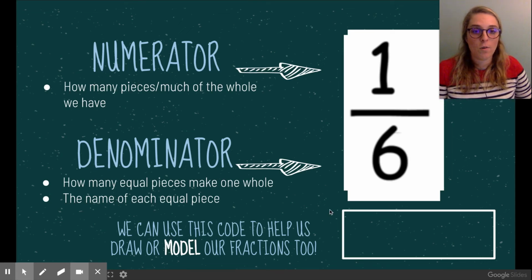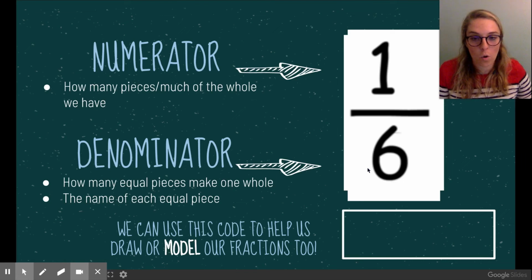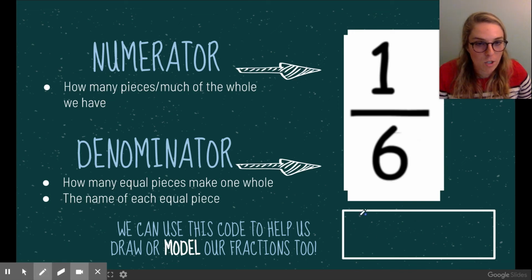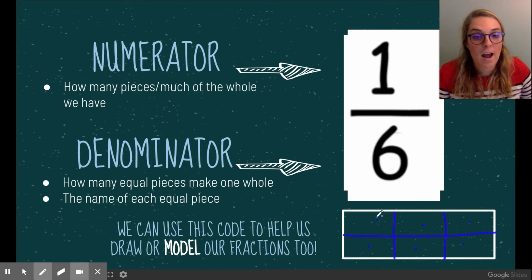And I'm going to think to myself, okay, I know my denominator tells me how many equal pieces are in my whole. So in order to draw this fraction, I need to make this have 6 equal pieces. Instead of trying to make them really skinny, I'm going to first split it in half so that I have 2 equal pieces, and then make 3 columns here so that I have 1, 2, 3, 4, 5, 6 pieces. So I know that I have 6 equal pieces here.